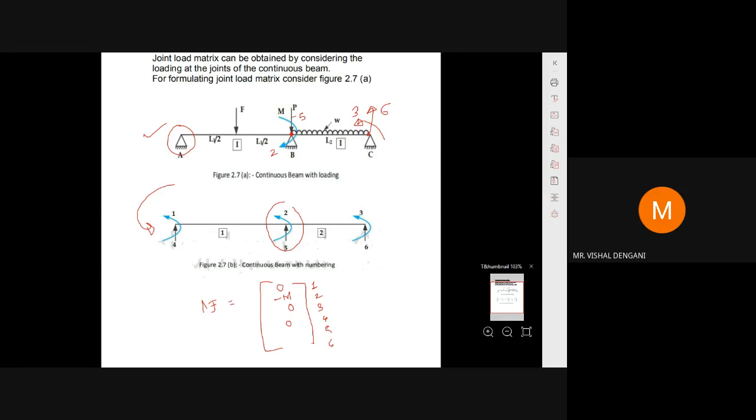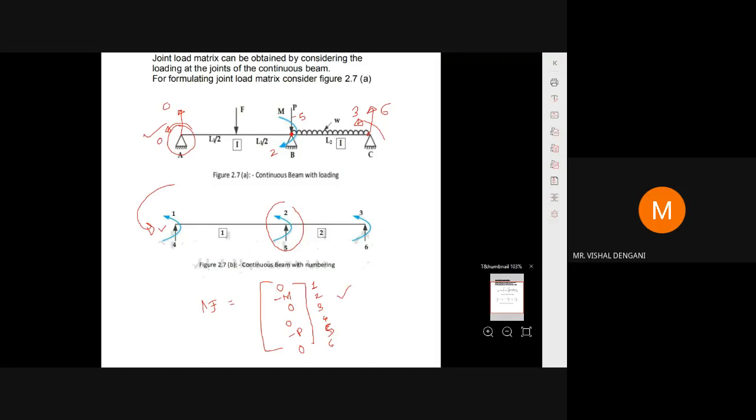4 अगेन यू कम टू दिस नोड A, यहाँ पे 1 और 4 के डायरेक्शन में कुछ भी नहीं है, 0 0, नो लोड इज देयर, तो 1 4 यू हैव रिटन 0। 2 के डायरेक्शन में यहाँ पे मोमेंट है, क्लॉकवाइज है, इसलिए माइनस M लिखा। ओके, 3 0, 4 0, 5 के डायरेक्शन में देखो, देयर इज अ लोड, डाउनवर्ड लोड, इसीलिए माइनस P, और 6 0। Okay, so where there is a loading at the joint, that you have to write down.